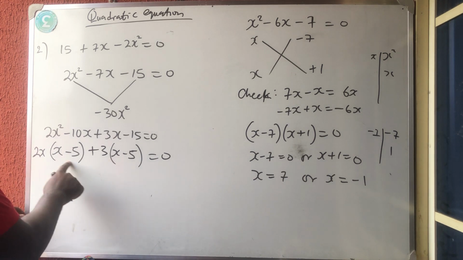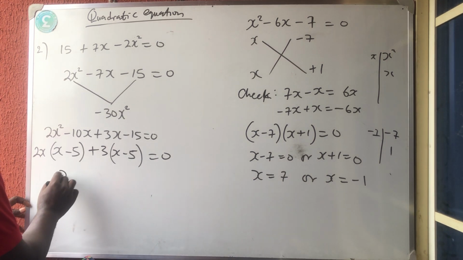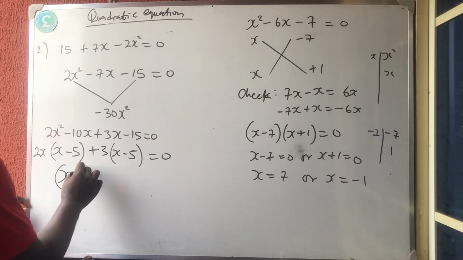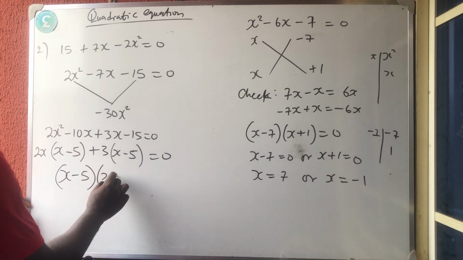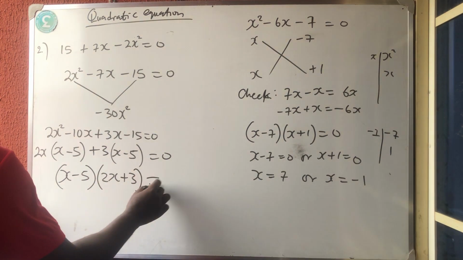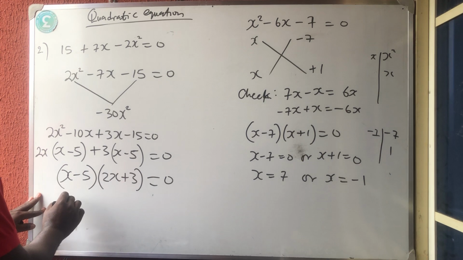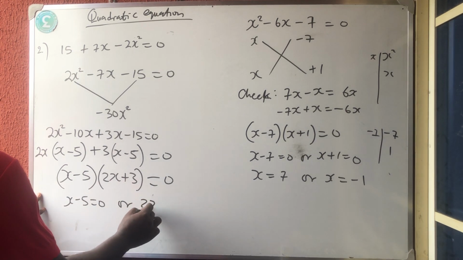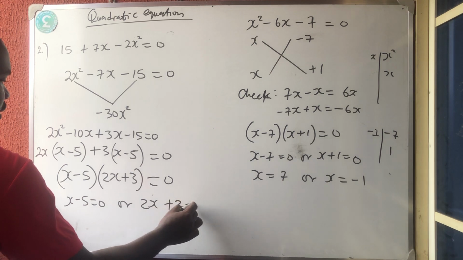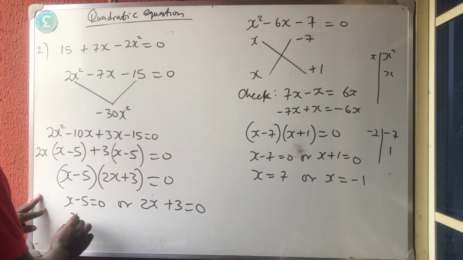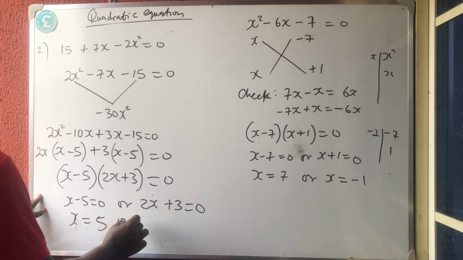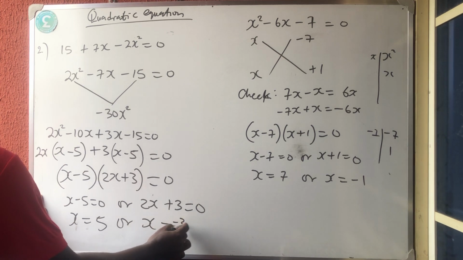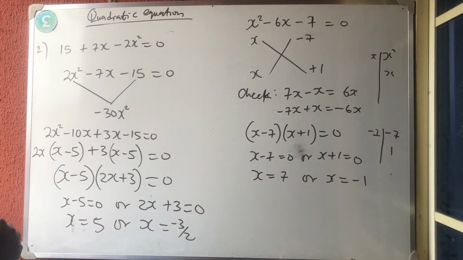So what is common between this line and this line is what? X minus 5 is common. And what is remaining? 2x plus 3 is remaining. Is equal to 0. So what do we have now? That x minus 5 is 0, or 2x plus 3 is 0. So what do we have now? X is equal to 5, or x is equal to what? Minus 3 over 2. Okay?